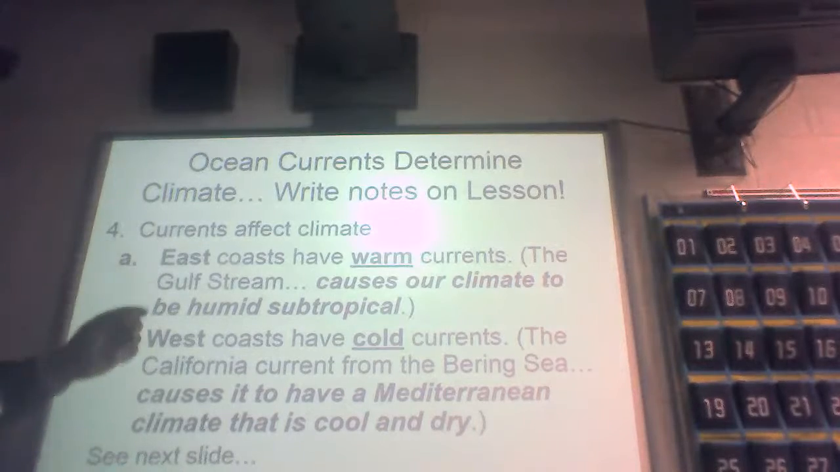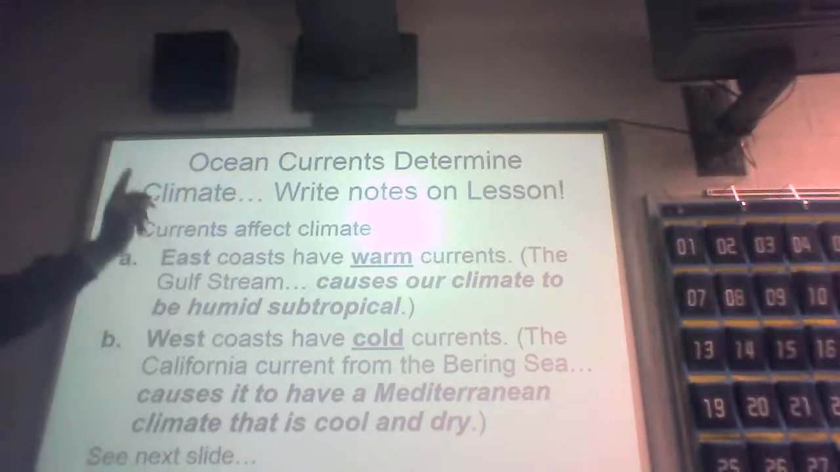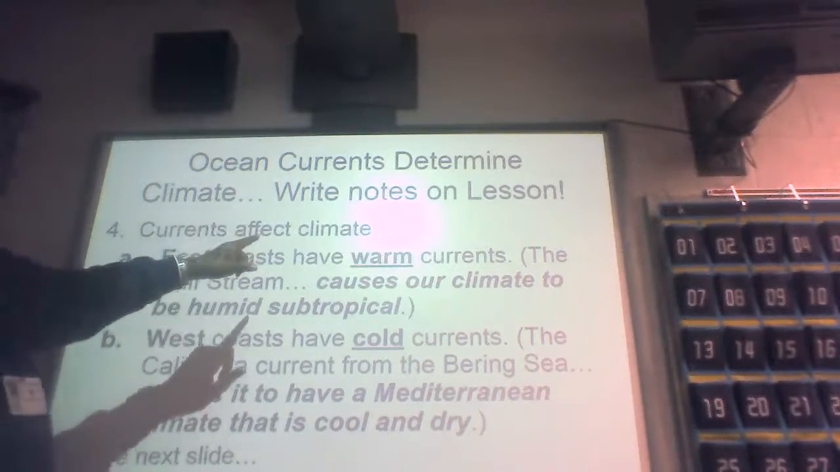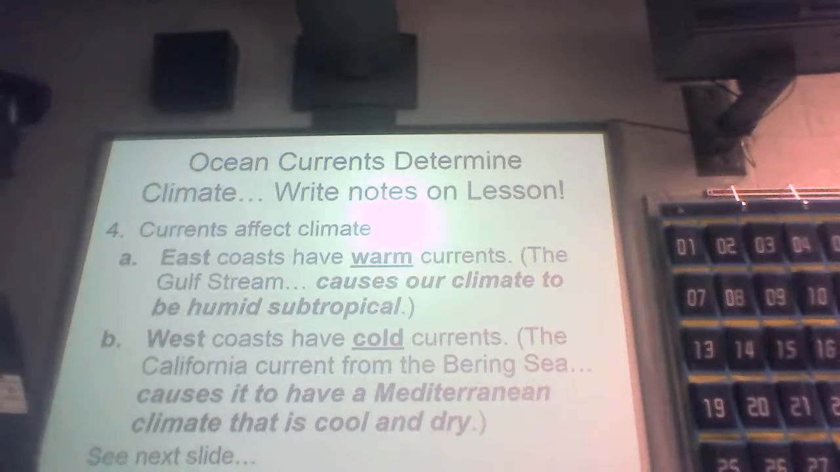Okay, ocean currents. This is very important. Ocean currents determine the climate. Write these notes. On the East Coast, we have warm currents. They come from the Gulf Stream, and it causes our climate to be humid subtropical. Very important. Put that in your notes. That will be on the test.